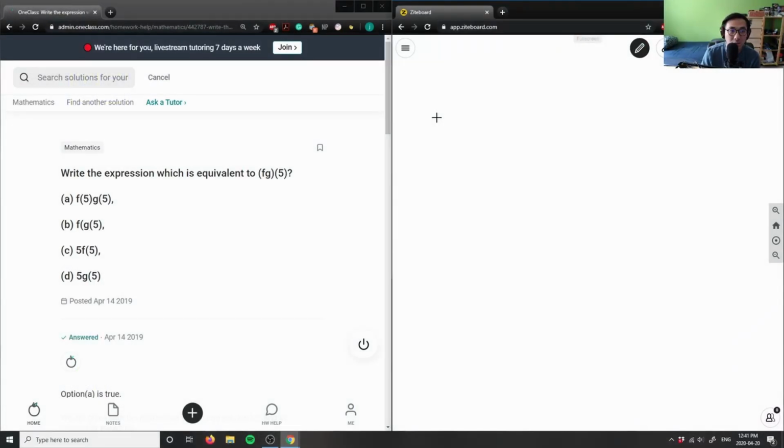So hopefully I can do this. It says write the expression which is equivalent to (fg)(5), right? So which expression is equivalent to (fg)(5)? And then I have 4 options, right?